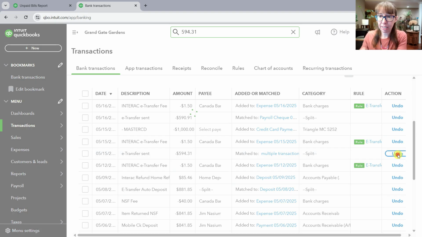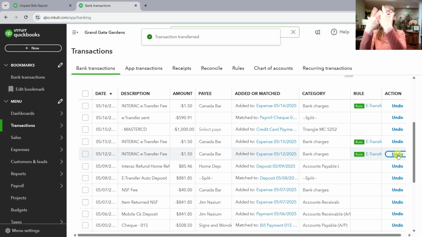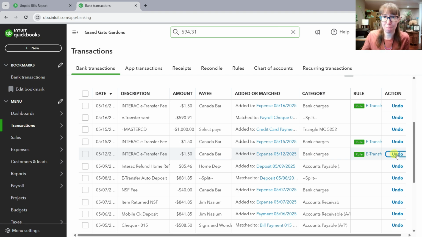Okay, so simply by clicking undo on this, it's going to get rid of those 2 bill payments for me as well because we added it from the bank feed.